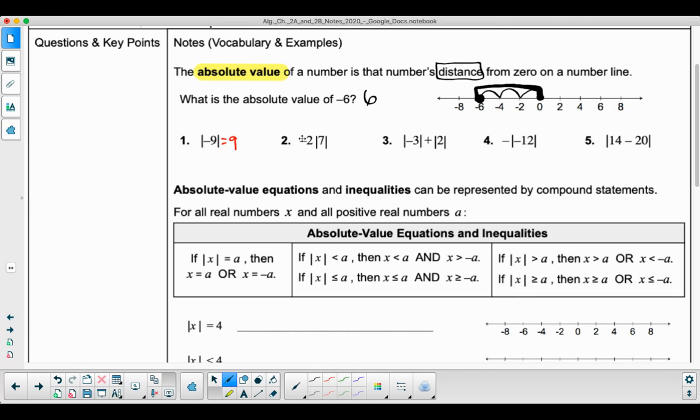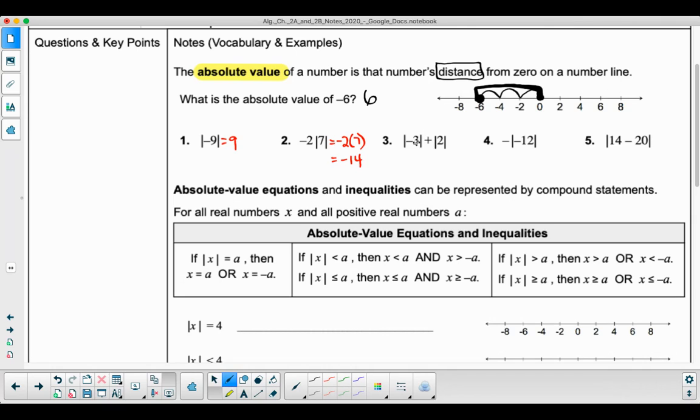Here, if you add a coefficient or a product on the outside here, first do what's inside. You treat these like parentheses, kind of like if you're doing order of operations. So take care of the absolute value first. So the absolute value of 7. So 7 is 7 units from 0. So this is really just -2 times 7, which is -14.